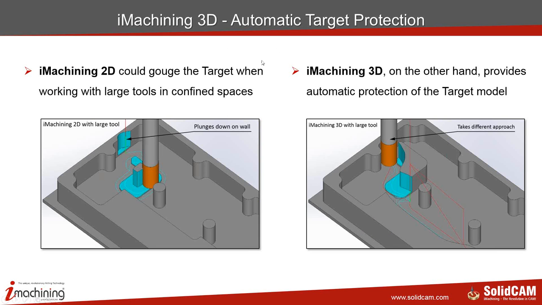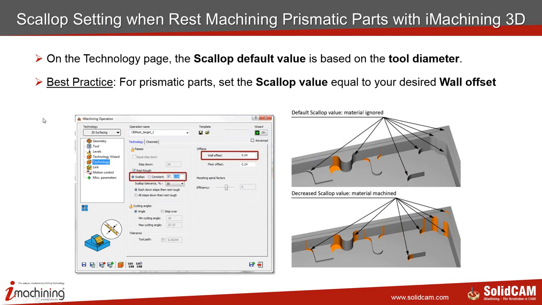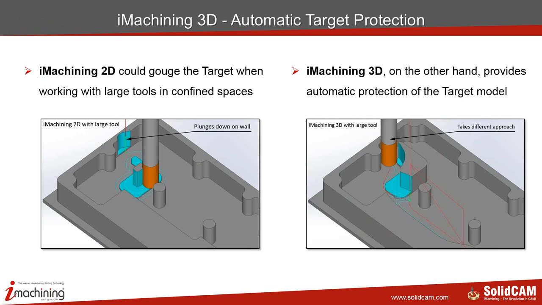But before I mention the finish itself, let me just mention one more thing. As I had told you before, always make sure your scallop is the same as your wall offset. That's what we call our best practice for this. Now, when we work with iMachining 2D, remember that crash over there? This is what we're showing over there, because iMachining 2D could gouge the target, as I showed you before.